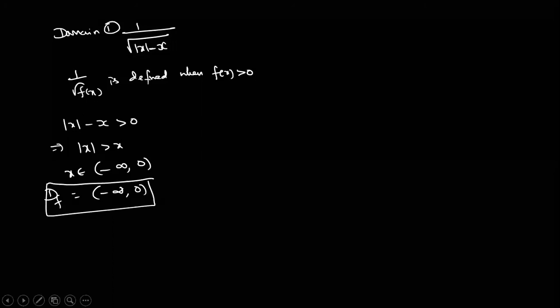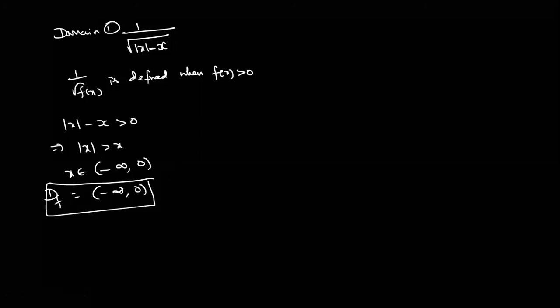Check it. 1, 2, 3 integers are not possible. First of all, take 2, not possible. Am I correct now? Take 2, no. Minus 2 possible. See, check it. So only minus infinity comma 0 is possible. Only observation I'm saying every time.